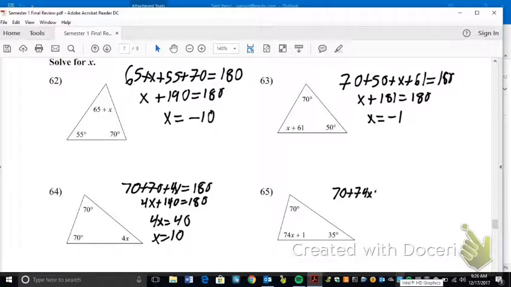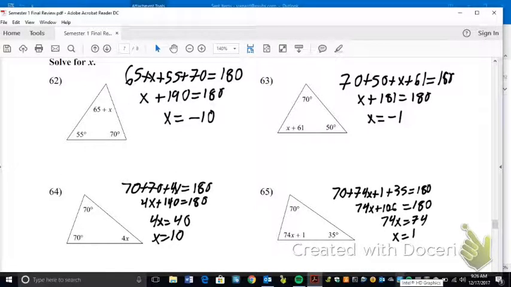70 plus 74x plus 1 plus 35 equals 180. 74x plus 106 equals 180. 74x equals 74. And x equals positive 1. No, I did not intend for it to be negative 10, positive 10, negative 1, positive 1. That's just kind of how it worked out.